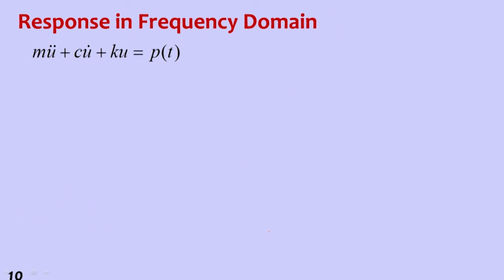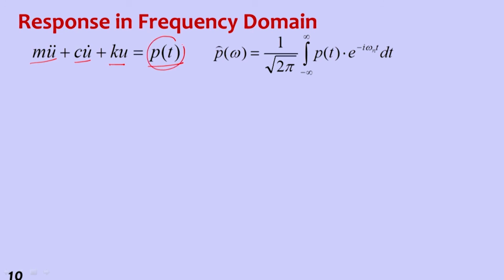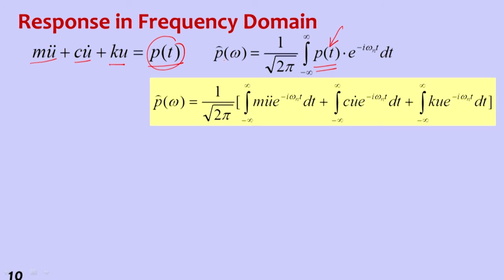So this is the equation of motion: m u double dot plus c u dot plus k u is equal to p of t. The dynamic equilibrium equation. So the first term is inertia force, the second term is damping force, and the third term is stiffness force, and all put together is equal to the external force. So we need to convert this external force into frequency domain. By using that Fourier transform pair, we put this p(t) as the time function and then convert that into frequency domain. So it is something like this.